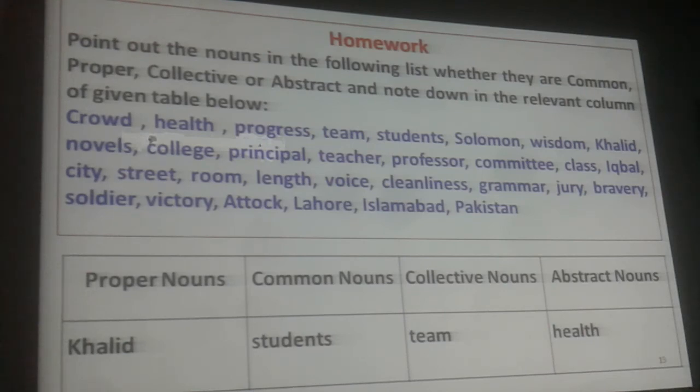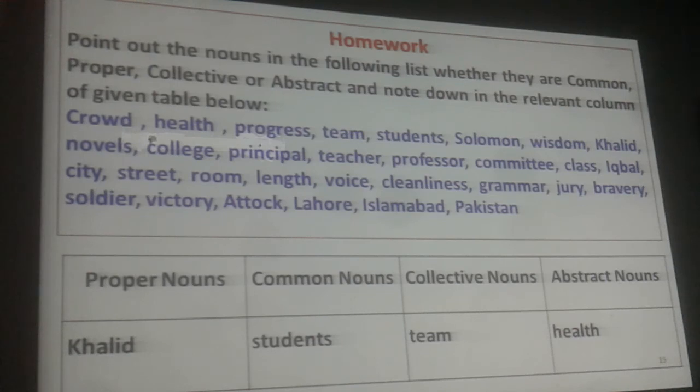Then here is a homework for you students. Point out the nouns in the following list, whether they are common, proper, collective or abstract, and note down in the relevant column of the given table below. Crowd, health, progress, team, students, Solomon, wisdom, Khalid, novels, college, principal, teacher, professor, committee, class, Iqbal, city, street, room, length, voice, cleanliness, grammar, jury, bravery, soldier, victory, attack, Lahore, Islamabad, Pakistan.